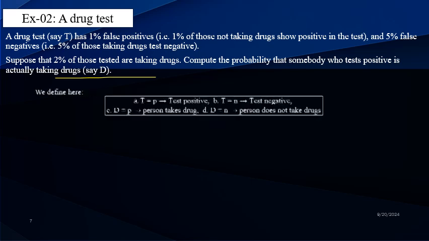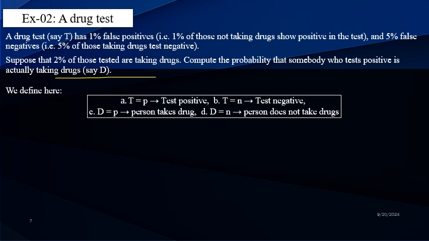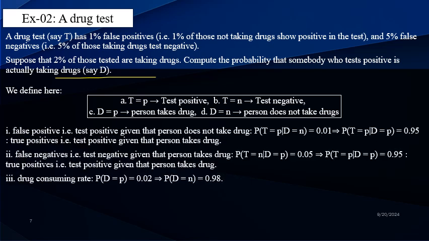This one is again a conditional probability. So you have to formulate everything in a very systematic way, event-wise. So T equals p, you call it test positive. T equals n, you call it test negative. D equals p, you call it person takes drug. D equals n, you call it person doesn't take drug. So all this formulation of events you have already done. The first job is already done. Now take control of the information in the given question. The first information is the false positive.